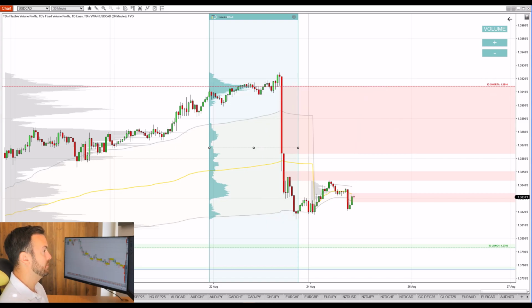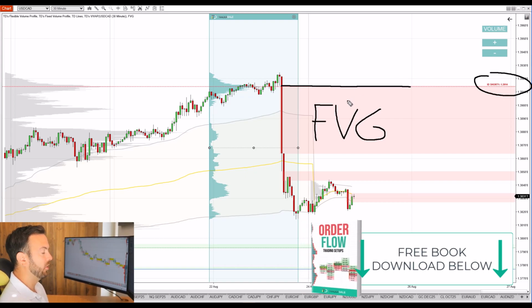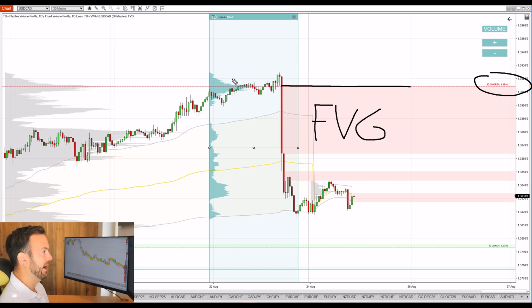Like this, short from here, short from 1.3914, right? As you can see, there's also a huge fair value gap. In this case, it is a bearish fair value gap. The fair value gap begins right here. This is exactly where our level is, all right? So we have a huge fair value gap signaling aggression of very strong sellers, and also we have this volume cluster, both pointing us to this level.